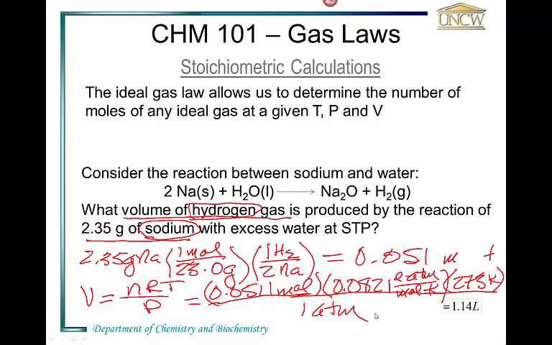So all we have done is to use exactly the same stoichiometric calculation to determine the number of moles of hydrogen gas, and then instead of using its molar mass to figure out the mass of hydrogen, we use the ideal gas law to figure out the volume of hydrogen under standard conditions.